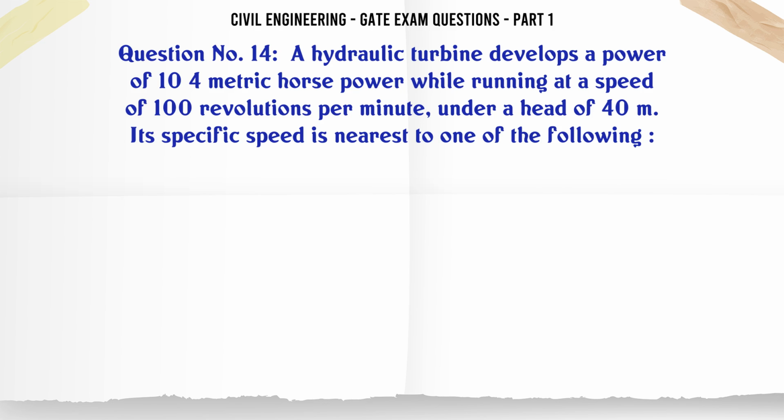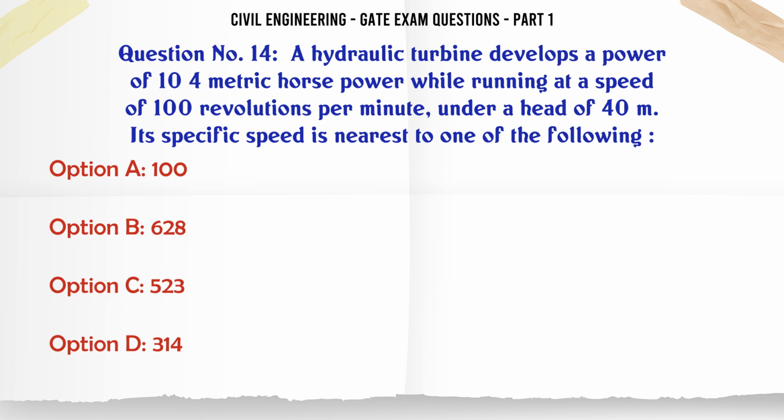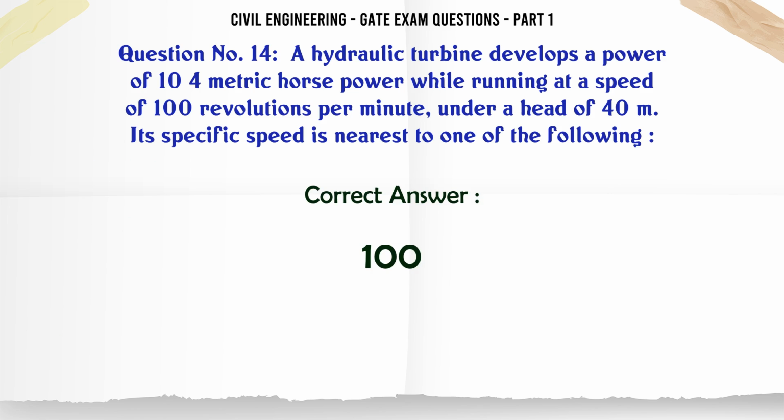A hydraulic turbine develops a power of 10 metric horsepower while running at a speed of 100 revolutions per minute, under a head of 40 m. Its specific speed is nearest to one of the following: A. 100, B. 628, C. 523, D. 314. The correct answer is 100.